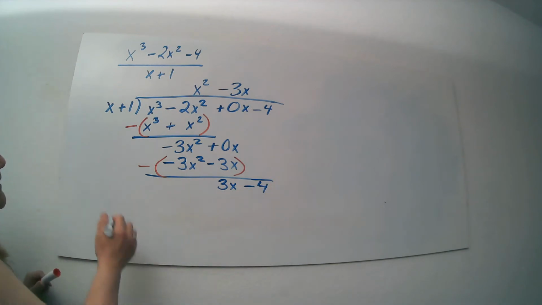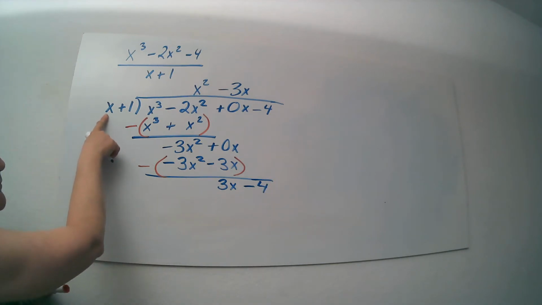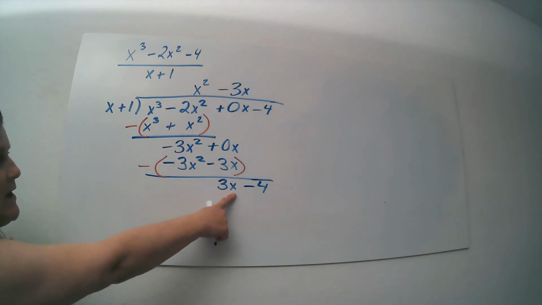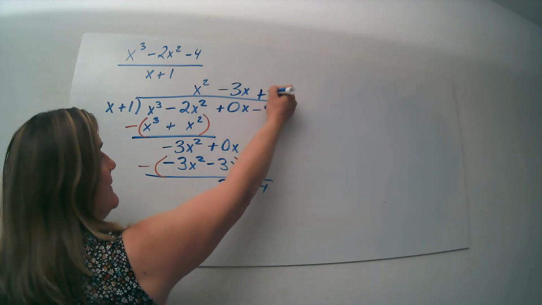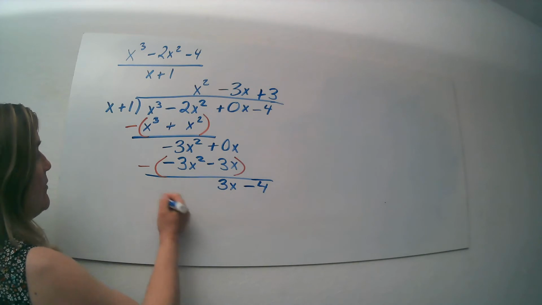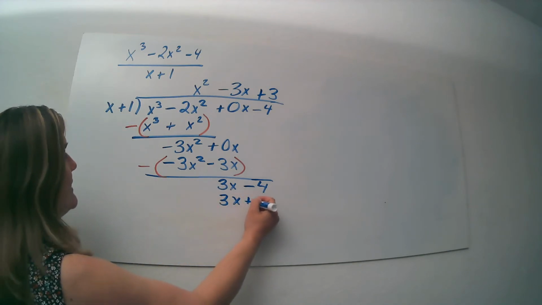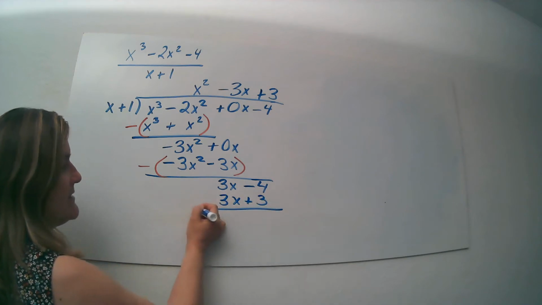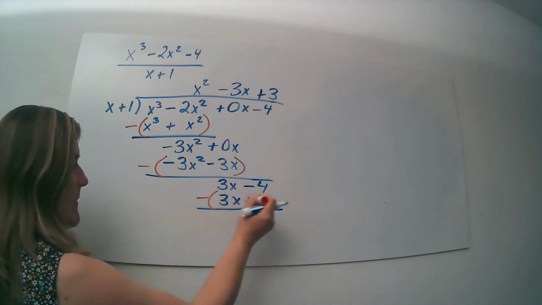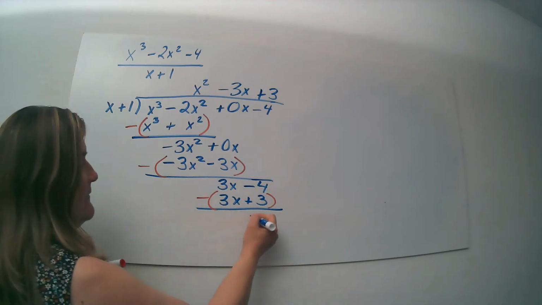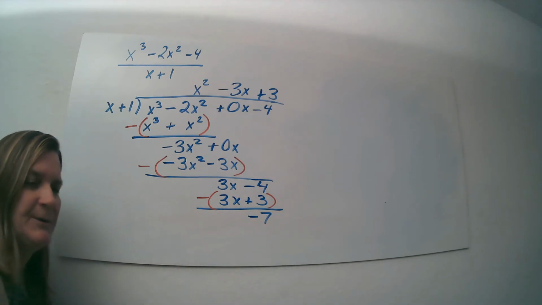And one more time, we're going to do division. We need to figure out what we multiply by x to get a 3x. That's a positive 3. So 3 times x plus 1 gives us 3x plus 3. And we subtract. And we have a negative 7 as our remainder.